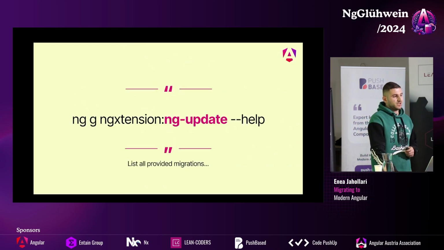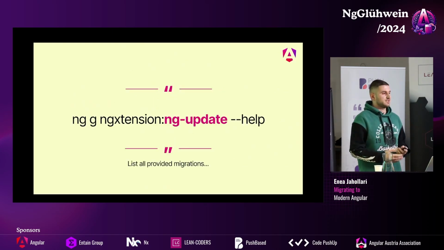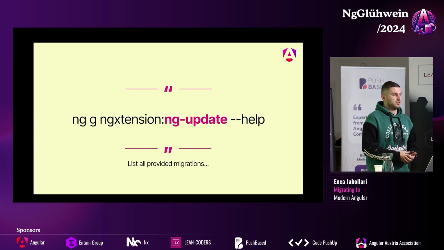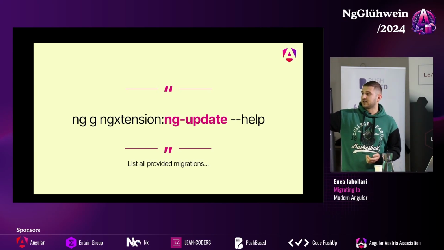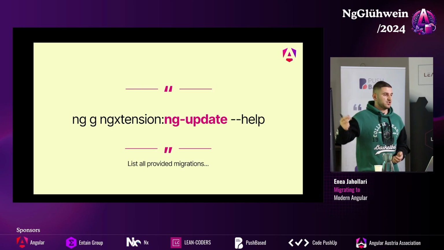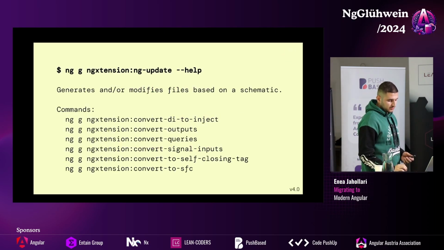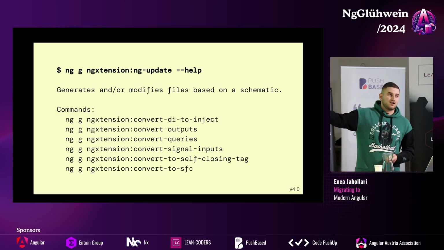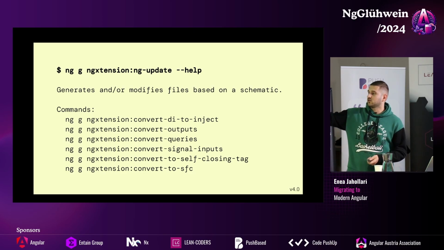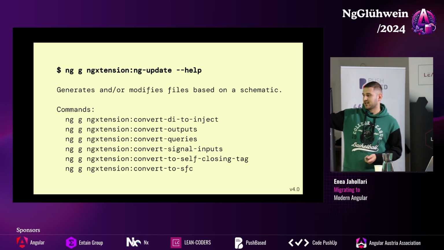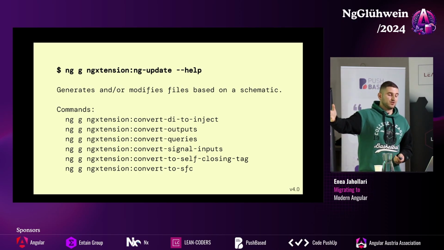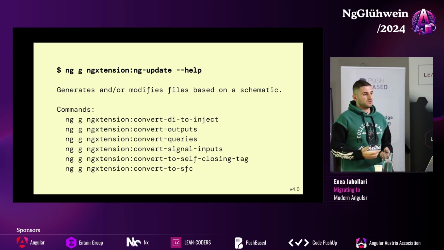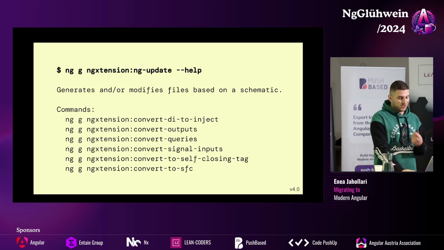And of course, same as we can list migrations for Angular core, we can list the migrations for community libraries, and we can use the same command. Instead of @angular/core, we use ngextension with ng update --help. And at this version, I think in version 4, it will provide basically what Angular provides today by default. So DI to inject. It also gave you outputs, queries, signal inputs, self-closing tags, and single file components. But of course, the Angular ones are better and well-tested and more powerful than what we provided. We did something because it was needed.